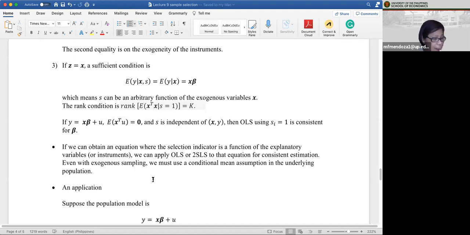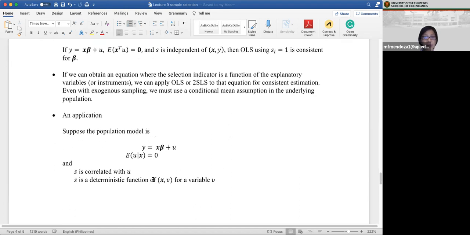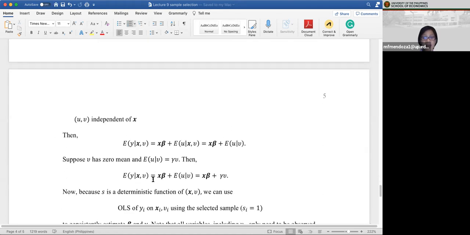So that shows that when you sample based on the exogenous variables or the instruments, you can still do your usual OLS and two-stage least squares, but you have to be careful with the interpretation. You still get consistent estimates, but you have to interpret with care the conditional mean interpretation. Okay, I'll stop here and I'll continue with this application next meeting.